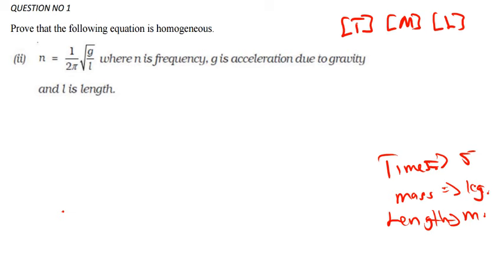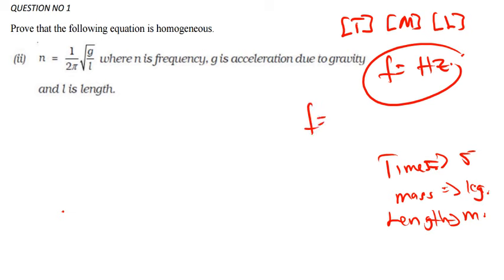Okay, so let's start. I know that the SI unit for frequency is hertz, but in this case I can't use hertz because hertz is not the base unit, so I need to choose the base units. I know that frequency can also be per second, which is the same as s to the power negative 1. So I'll say the left hand side, I have n. Now this n is second to the power negative 1.